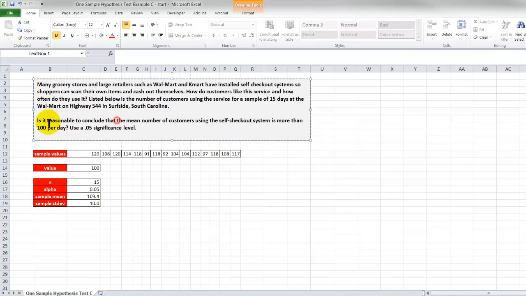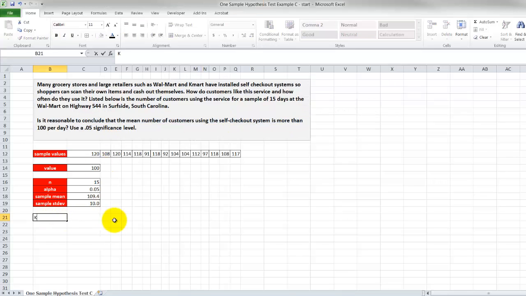Okay, so let's start talking about the problem. Question got cut off there. Is it reasonable to conclude that the mean number of customers using the self-checkout is more? So that's the keyword we want to document. So what does this keyword of more imply? It implies that we are going to test the right tail test. The right tail test is needed. So let's go ahead and format this.